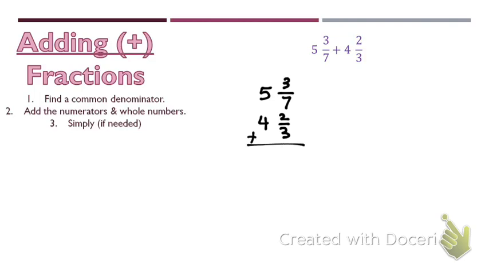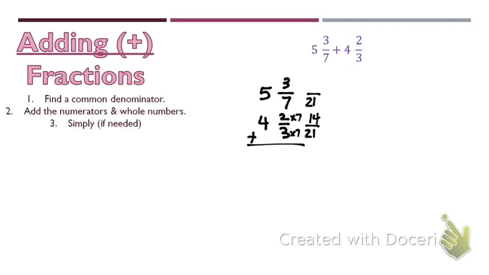Okay, so first we've got to find the common denominator for 7 and 3. You can just multiply 7 and 3 together to find your common denominator. That's fine, but you always want to try to find your least common denominator so you don't have to simplify a lot at the end. In this case, I'll use 21. So 3 times 7 gives me 21, so I have to do the same to my numerator. 2 times 7, we get 14.